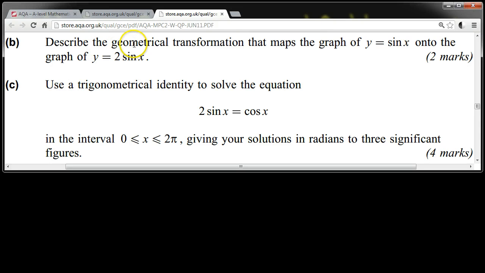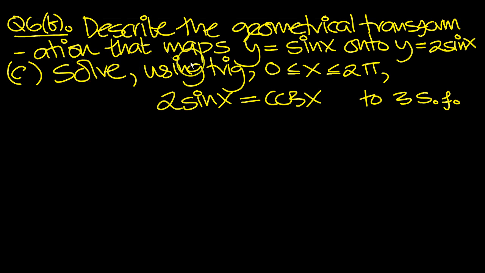Describe the geometrical transformation that maps the graph of y equals sine x onto the graph of y equals 2 sine x. So we're doubling the y values there, aren't we? And C, use a trigonometrical identity to solve the equation 2 sine x equals cos x between x is 0 to 2 pi, and solutions should be given in radians to 3 significant figures. So here's what we've got then. So let's have a go.